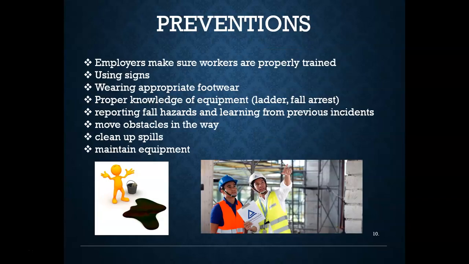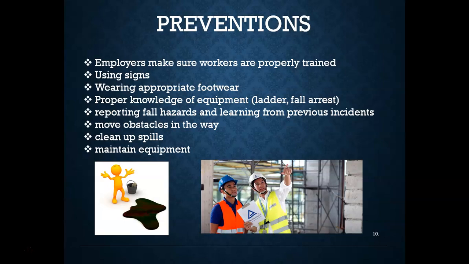So preventions. There are many ways accidents can be prevented or reduced. Employers must make sure workers are properly trained. They know what they're doing. There's using signs. You should be using signs for slippery floors, or in a construction area. Wear hard hats, safety glasses, safety boots, and workers should be wearing appropriate footwear. If they're working in construction, they should be wearing safety shoes. And if they're working in a kitchen, they should be wearing slip resistant shoes.